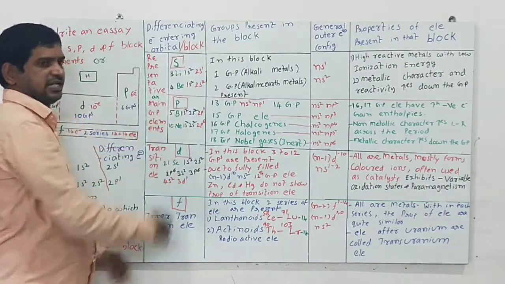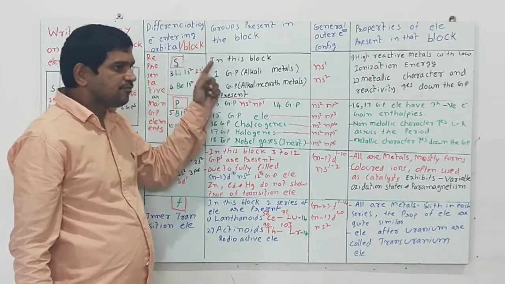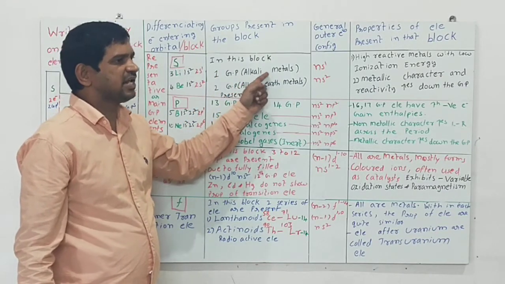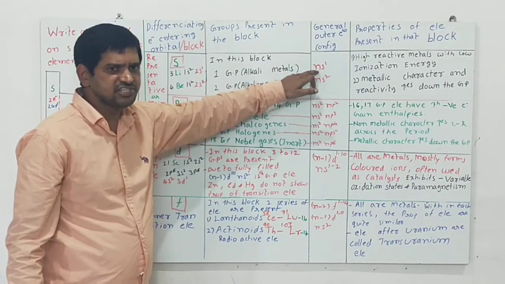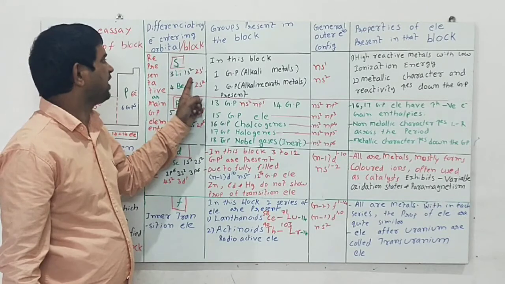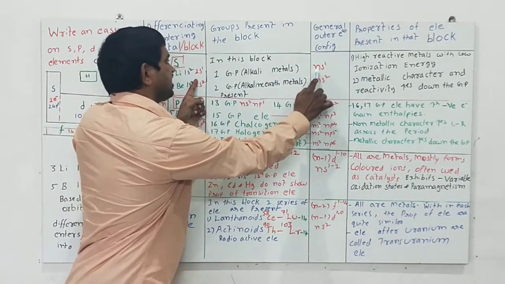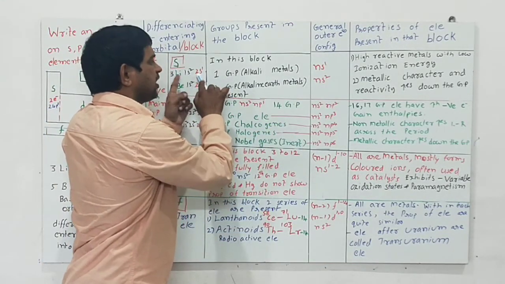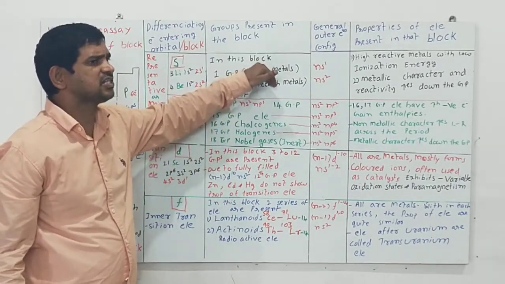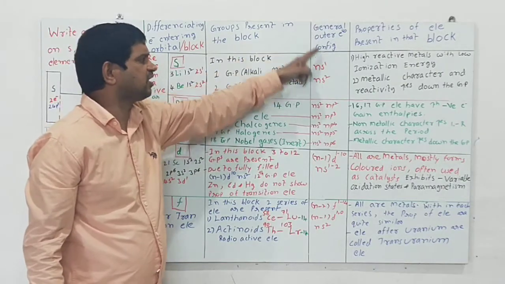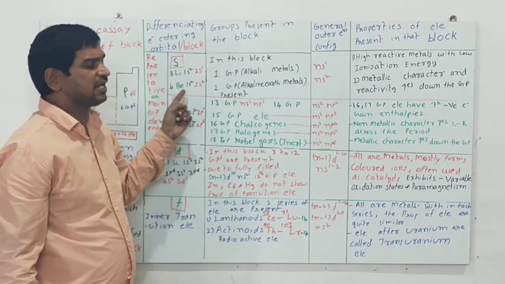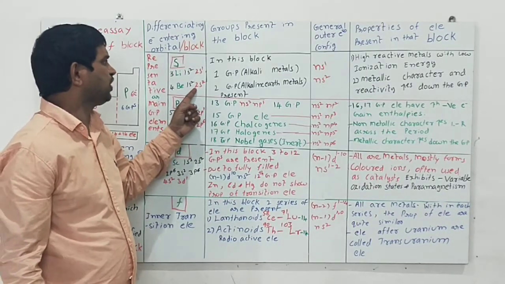First, S block. In this block, we have 2 groups. First group is the alkali metals. General electronic configuration is ns1. See here, electronic configuration of lithium is 1s2, 2s1. Here it is ns1, here it is 2s1. Next, second group. These are known as alkaline earth metals and the general outer electronic configuration is ns2. Example, beryllium, electronic configuration is 1s2, 2s2.